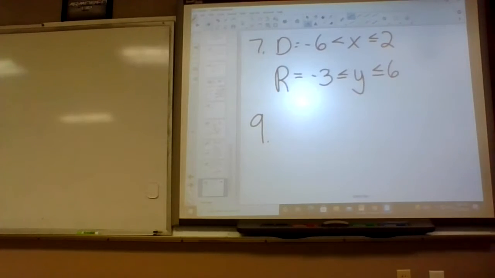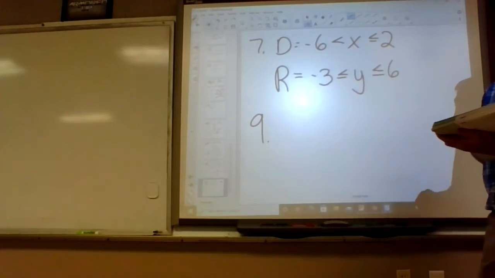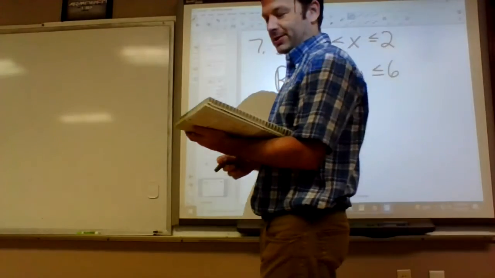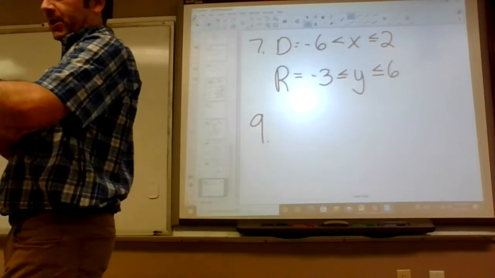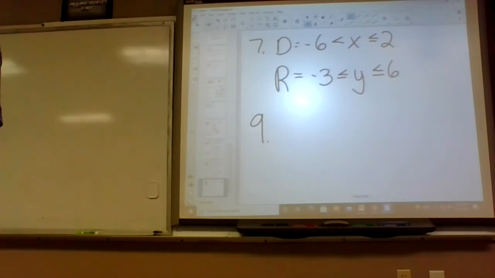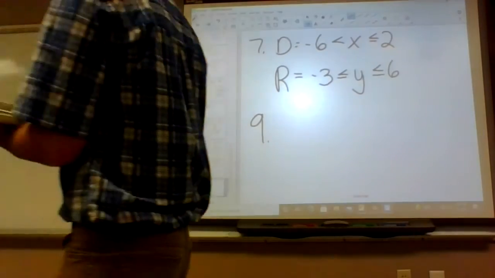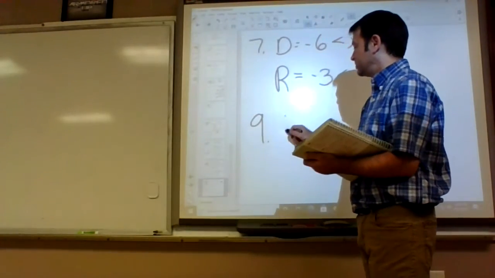Okay, number 9, this is where it gets a little hairy, a little messy. Does 9 have continuous x values from left to right? Actually, it does. The x values are continuous, starting at what though? Starting at -6. Is -6 included? No.